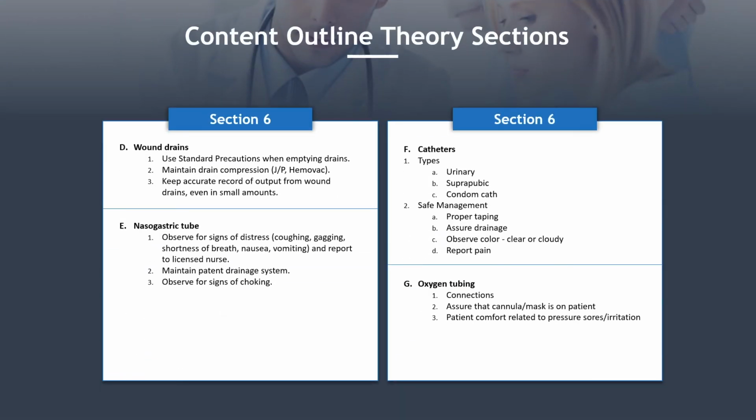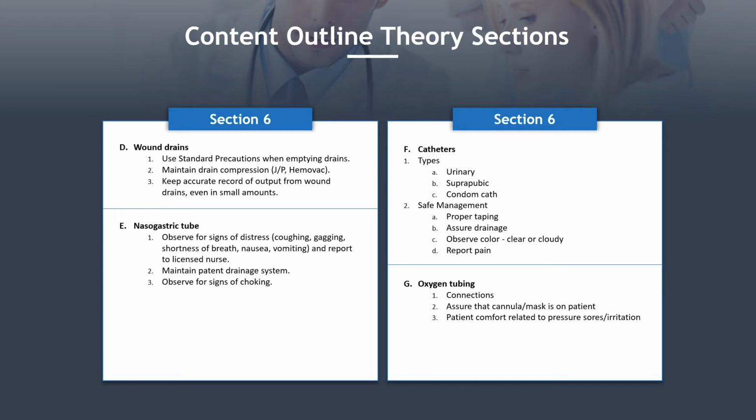D. Wound drains. Use standard precautions when emptying drains. Maintain drain compression. Keep accurate record of output from wound drains, even small amounts. E. Nasogastric tube. Observe for signs of distress, such as coughing, gagging, shortness of breath, nausea, vomiting, and report these to a licensed nurse. Maintain patient drainage system and observe for signs of choking.